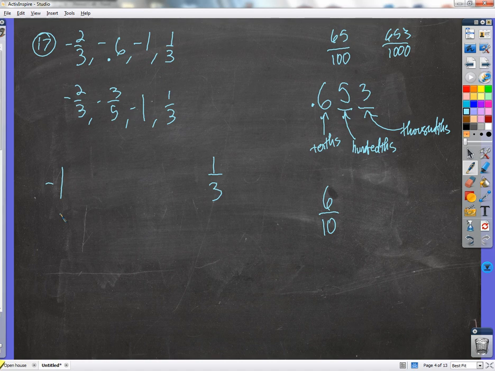Yeah, but if we look at 2/3 and we look at 3/5, which is larger? And how can we tell? 2/3. How can we tell? How did you make that decision that two-thirds is larger?